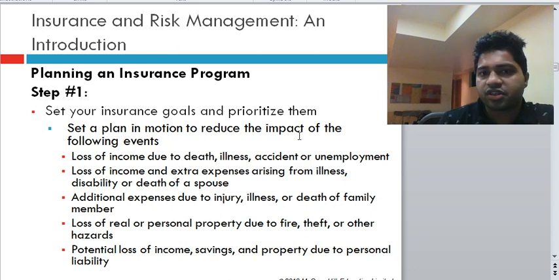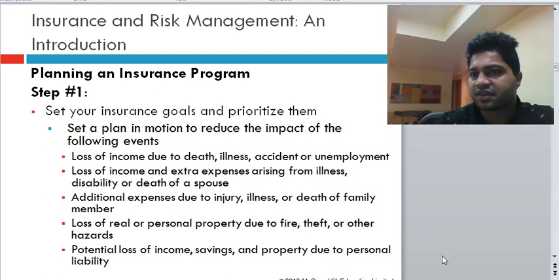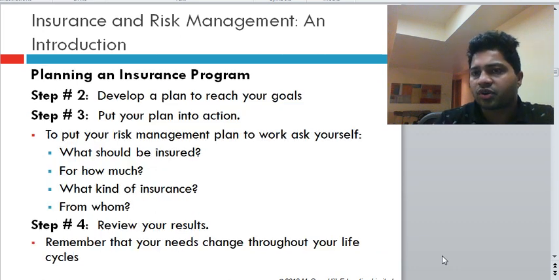Set a plan in motion to reduce the impact of the following: loss of income due to death, illness, accidents, unemployment; loss of income and extra expenses from illness; additional expenses due to injury, illness, or death of a family member; loss of real or personal property. So you have risk of death, risk to health, risk of accidents, risk to your property, and risk to your income or savings. Try to protect all these assets, develop a plan to protect.